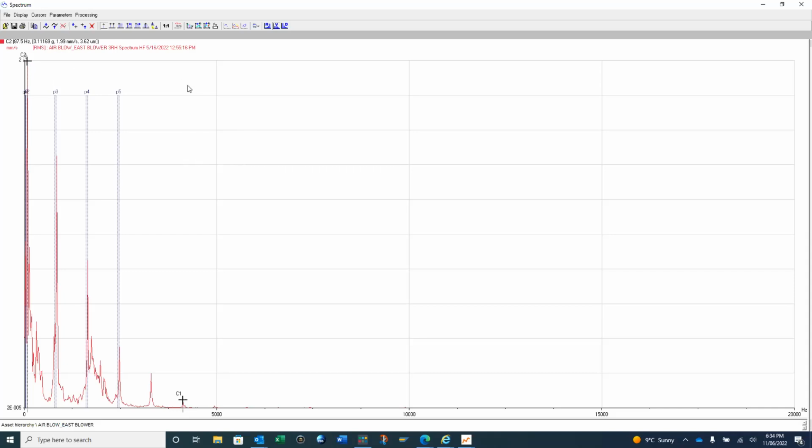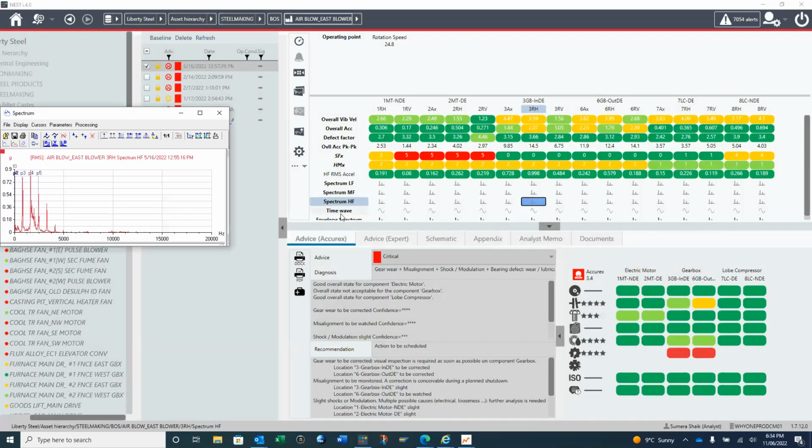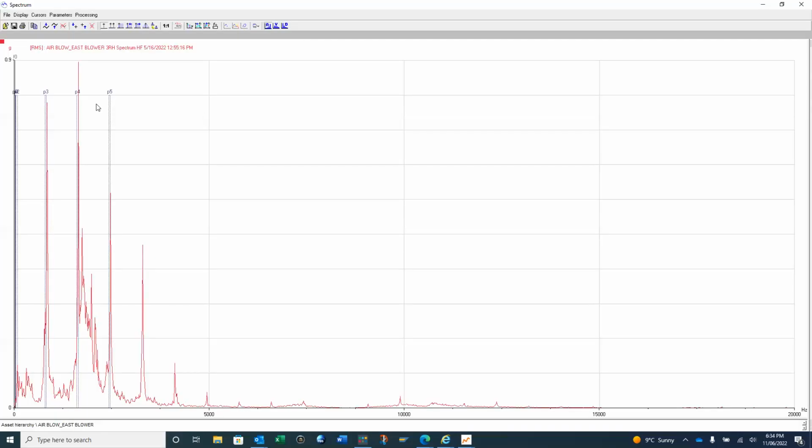1.9 overall, 1.9 only. Overall means 1.9 millimeter per second. Sorry, in G's. In G's, it is 0.9 G's. So it's low, no? What's the problem?